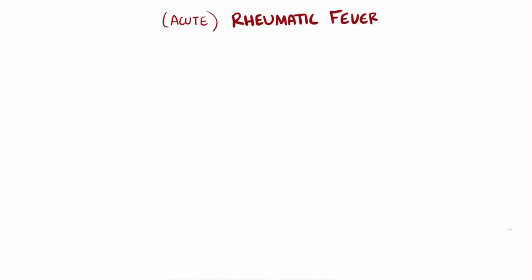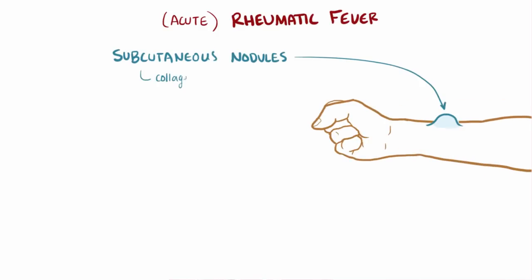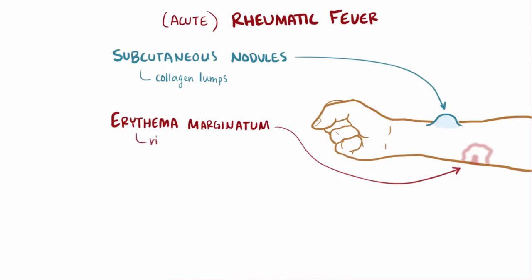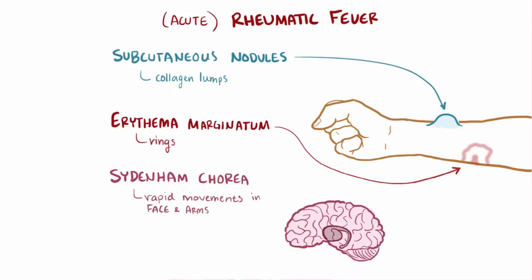In addition to joint and heart problems, the hypersensitivity reaction in rheumatic fever can affect other tissues as well. Patients can develop subcutaneous nodules, these firm lumps under the skin made up of collagen. They might also have erythema marginatum, this reddish rash that shows up as rings on the arms or the trunk. Also, they could have Sydenham chorea, which is a set of rapid movements of the face and the arms, from an autoimmune reaction against the basal ganglia of the brain. And this one typically won't appear until late in the disease, at least 3 months after infection.